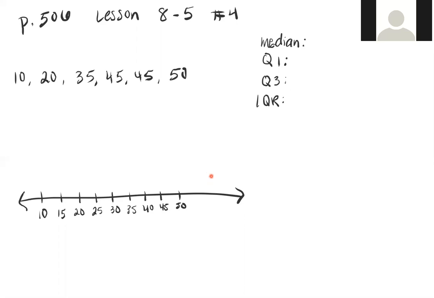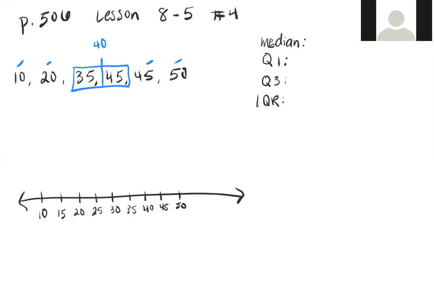Okay, so to find my median, my numbers need to be in order from least to greatest, which they already are. And I'm going to find my middle number. All right, so I start from the front, back. Okay, so my median is going to be in between these two numbers. So halfway between 35 and 45, that would be 40.